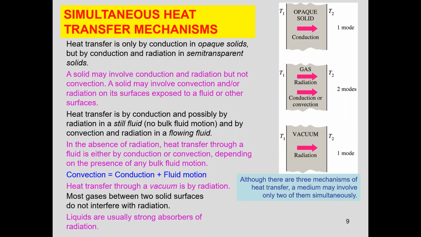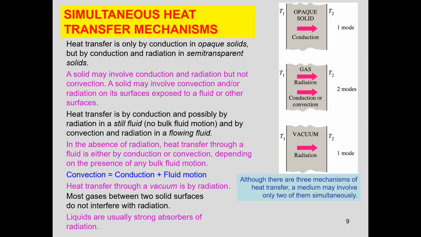Simultaneous heat transfer mechanisms: as we discussed, heat transfer is only by conduction in opaque solids, but by conduction and radiation in semi-transparent solids. A solid may involve conduction and radiation, but not convection. A solid may involve convection and radiation on its surface exposed to a fluid or other surfaces. Heat transfer by conduction and possibly by radiation is in a still fluid, and by convection and radiation in a flowing fluid.